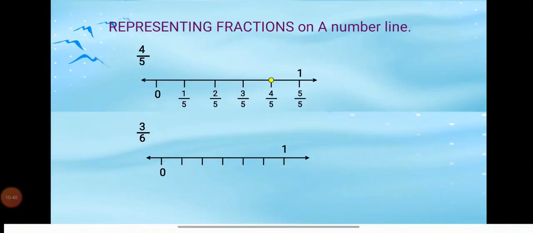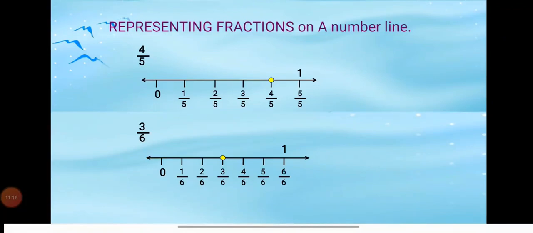So let us start marking the fraction on a number line. After 0, we'll start with 1 by 6 because we have 6 equal parts on a number line. Then we'll have 2 by 6, 3 by 6, 4 by 6, 5 by 6 and 6 by 6, which is equal to 1. Now we'll mark 3 by 6 on a number line.